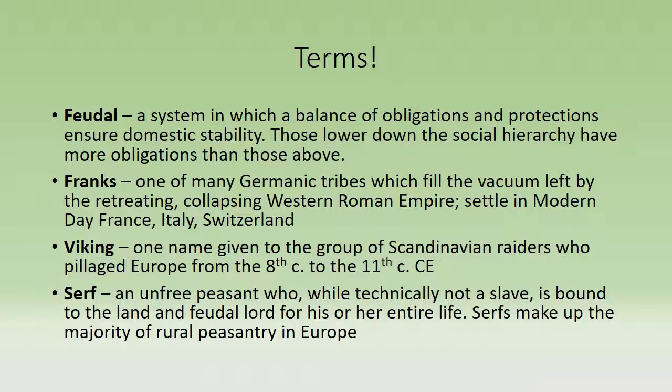Well, one of the successful ones is the Franks, and eventually they will settle in what is now modern-day France, a part of Italy, and a part of modern-day Switzerland. They expand, of course, into what is now the modern-day country of France. But they also form the basis of the Holy Roman Empire.